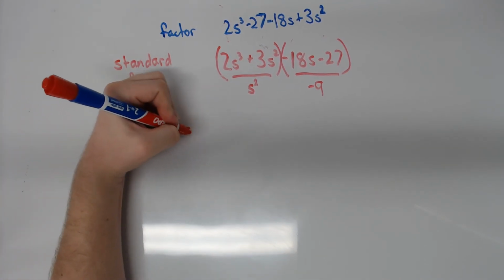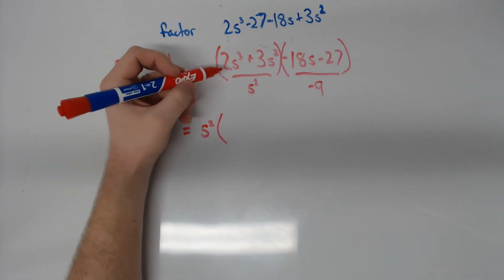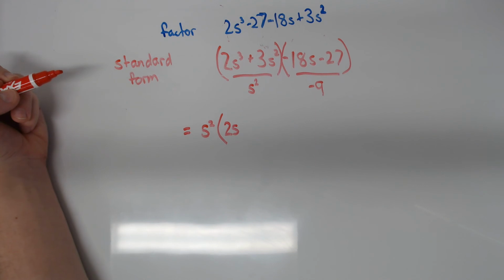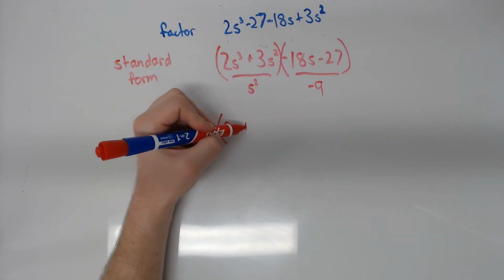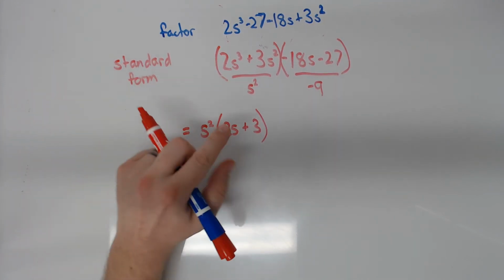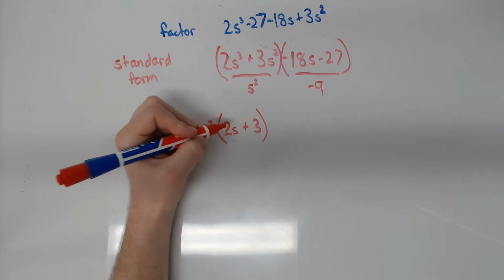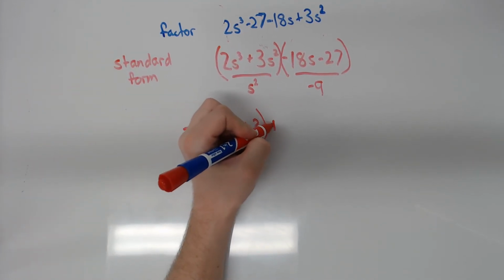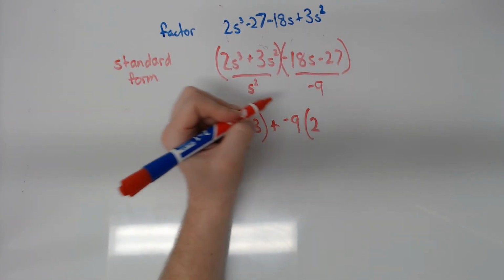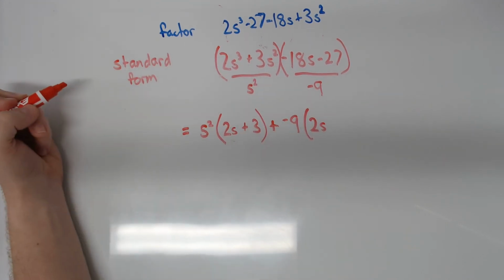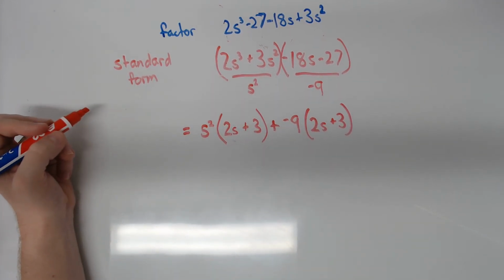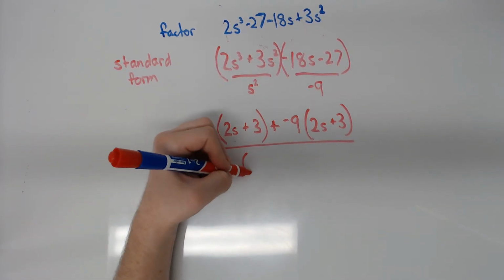So let's see what it looks like. S squared, and then the leftovers. The 2 doesn't divide by anything, and I lose 2 of my s's. The 3 doesn't divide by anything, and I lose both of my s's. So it's 2s plus 3 left over. Plus negative 9. Negative 18 divided by negative 9 is a positive 2. I didn't lose any s's. And then negative 27 divided by negative 9 is a positive 3. My parentheses match, so I know I'm good to go.